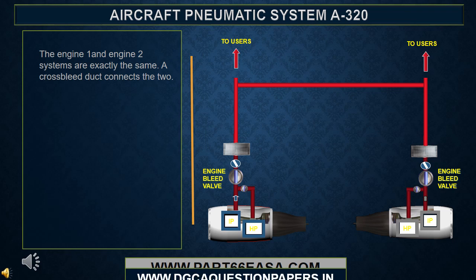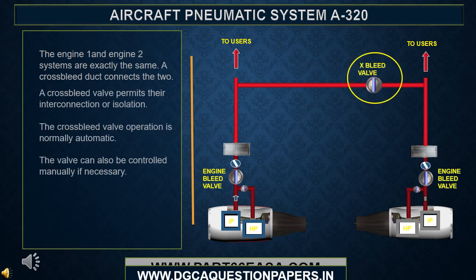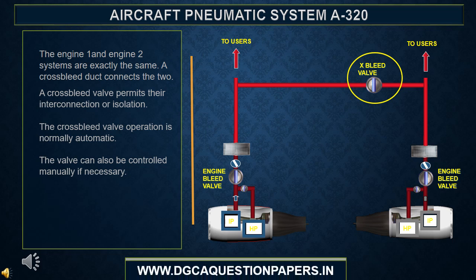The Engine 1 and Engine 2 systems are exactly the same. A cross-bleed duct connects the two. A cross-bleed valve permits their interconnection or isolation. The cross-bleed valve operation is normally automatic. The valve can also be controlled manually if necessary.